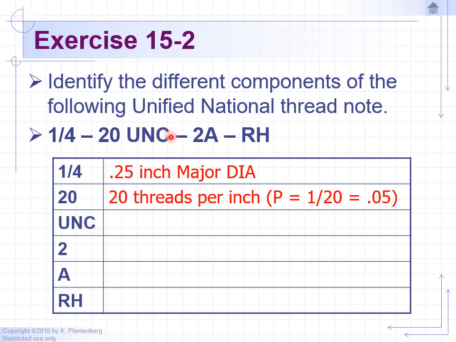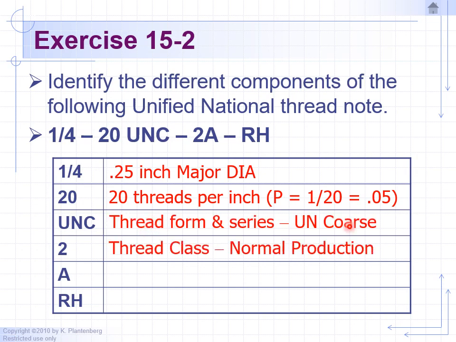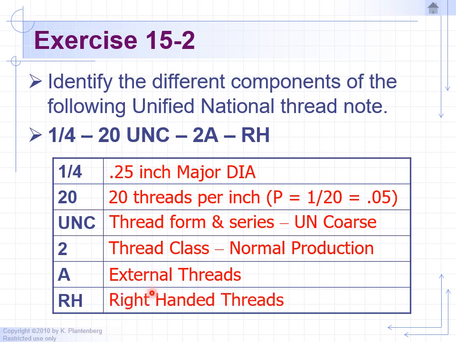And now we have UNC, that's coarse thread. Okay, so United National Coarse Thread. The 2 will tell us the class. And again, the most common one you will use is the max, which is 3. And 2 is for normal, 3 is for high end. That means the tolerances are tighter. Okay, and then the A tells us that we're dealing with external threads, threads on a bolt, threads on a shaft. And finally, the RH tells us we're dealing with right-handed threads.